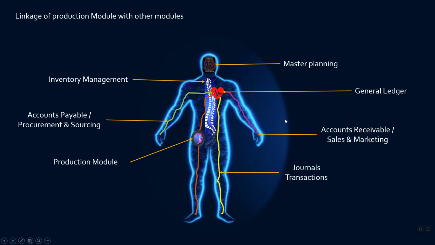So this is how you can relate it to your body and remember it easily: the different modules which are tightly linked with the production module, how it impacts them, and what dependent modules can take their inputs from the production module. Let's go to our next slide.